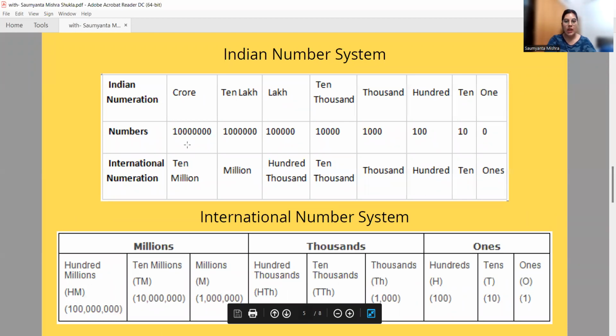Like in this one, we have the Indian number system chart where we have crores, 10 lakh, lakh, 10,000, thousand, hundred, 10, and 1. And in the international number system, we have 100 million, 10 million and million. These all come under millions. We have 100,000, 10,000, and 1,000, which come under thousands. And we have ones, which contains hundreds, tens, and ones. So using these two charts, we can place any given set of numbers in either the Indian number system or the international number system.